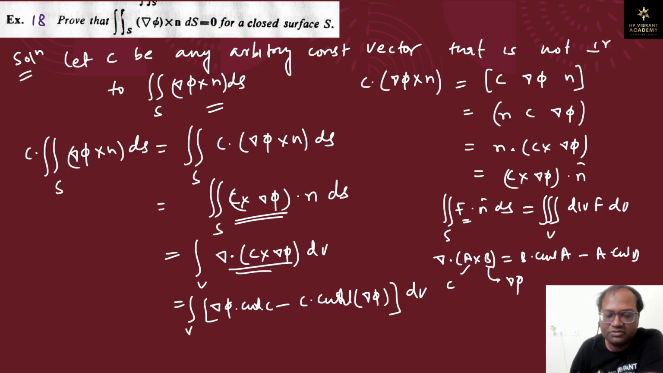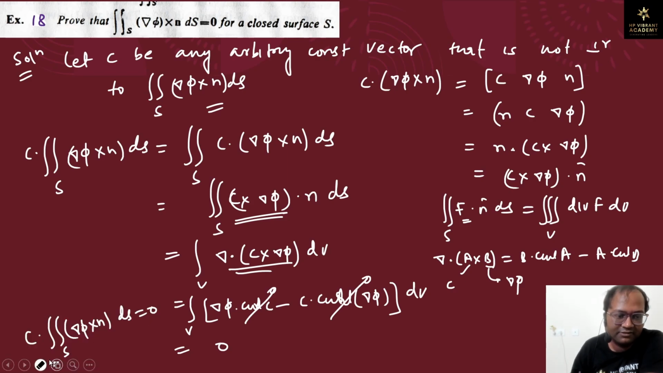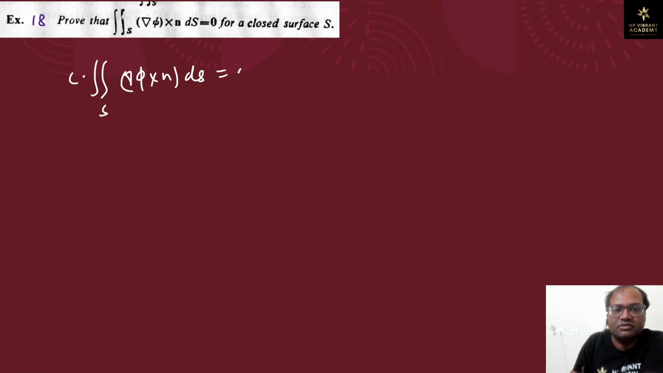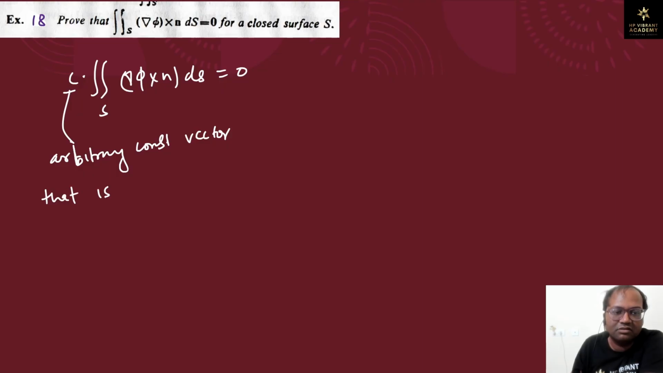The volume integral, and curl of a constant vector is 0 and curl of gradient of phi is also 0 based on the vector identity. This means this is equal to 0. So we have C dot the surface integral of del phi cross N dS equal to 0. Let us further simplify this. We have C dot the surface integral of del phi cross N dS equal to 0, and we have considered C as an arbitrary constant vector that is not perpendicular to the surface integral of del phi cross N dS.